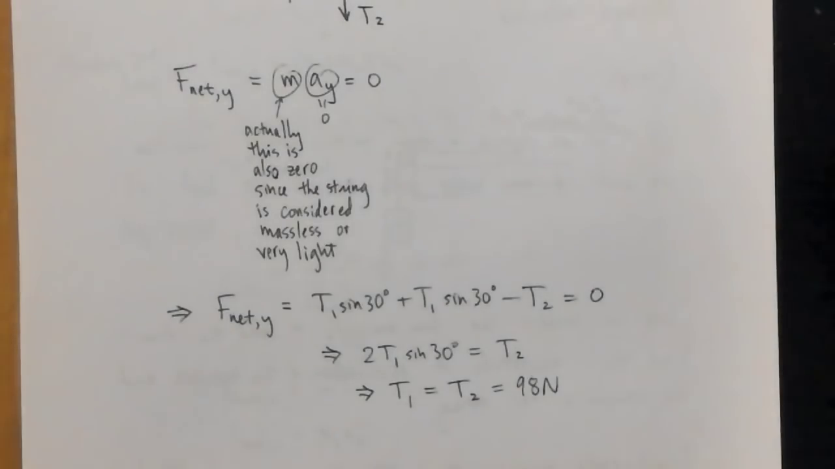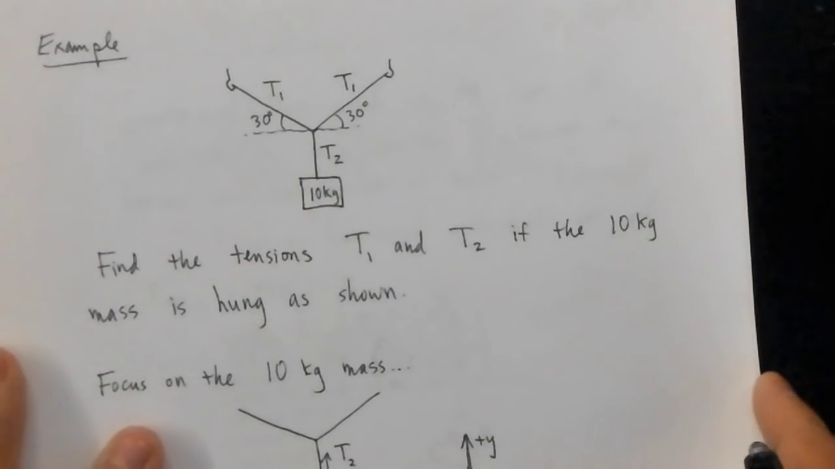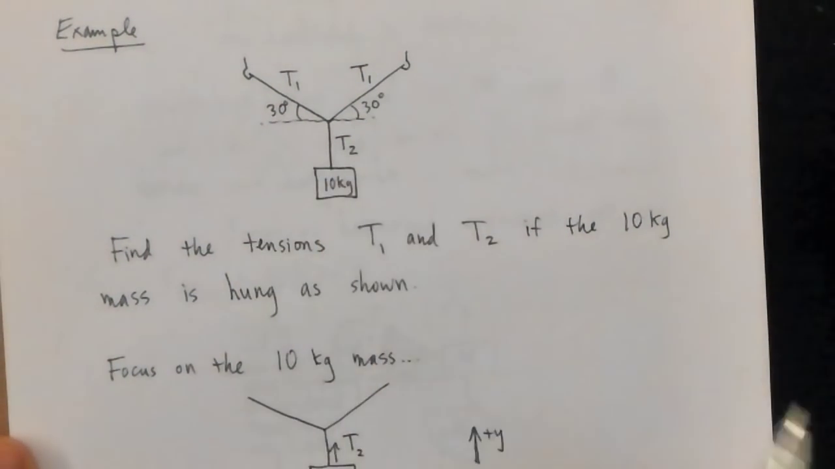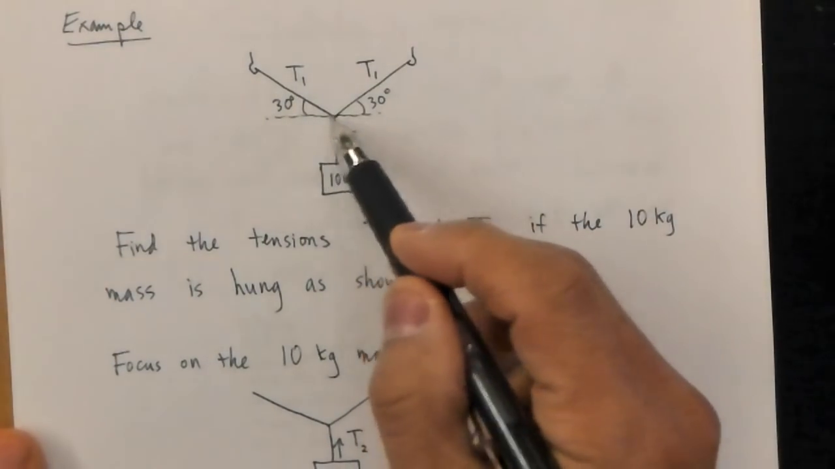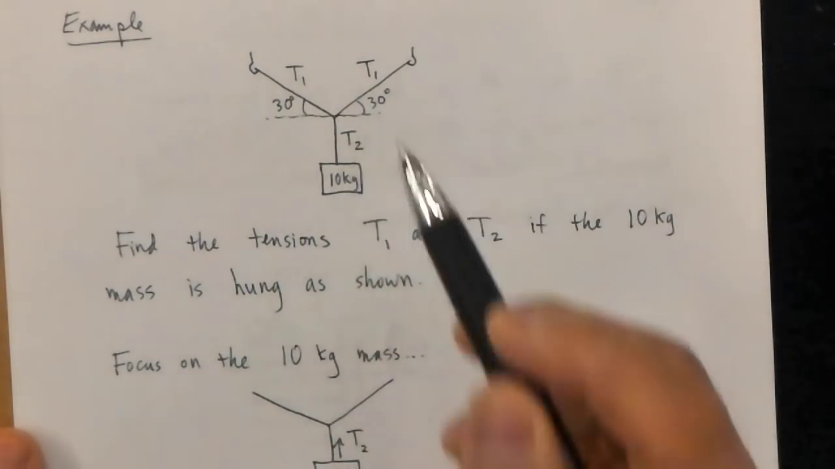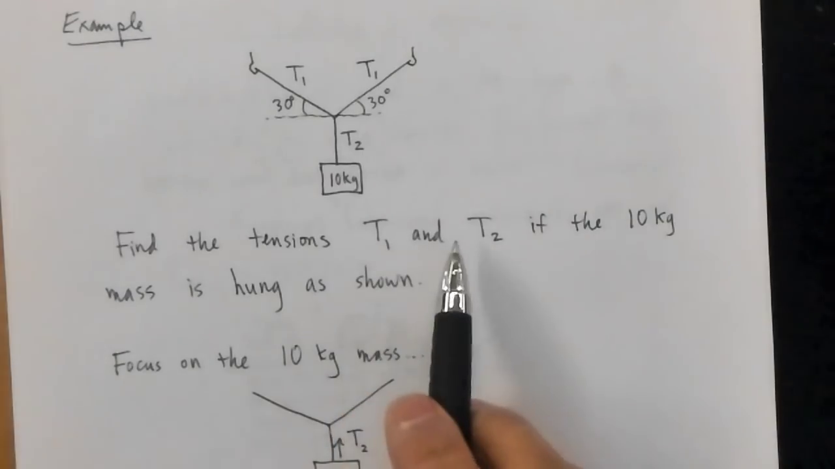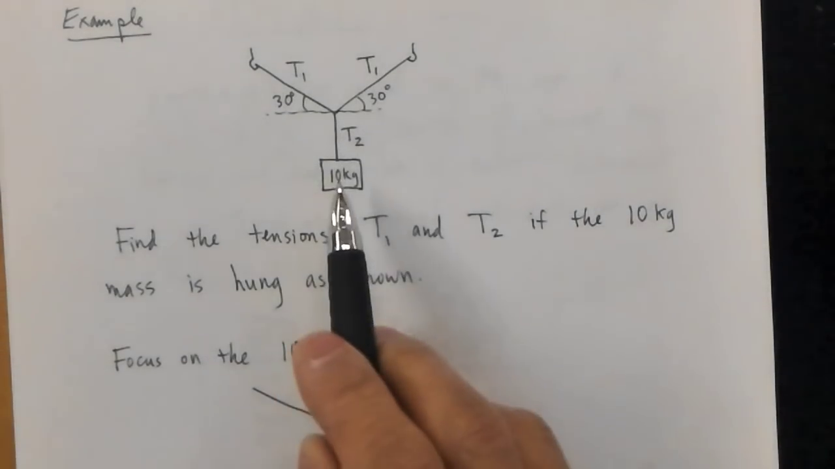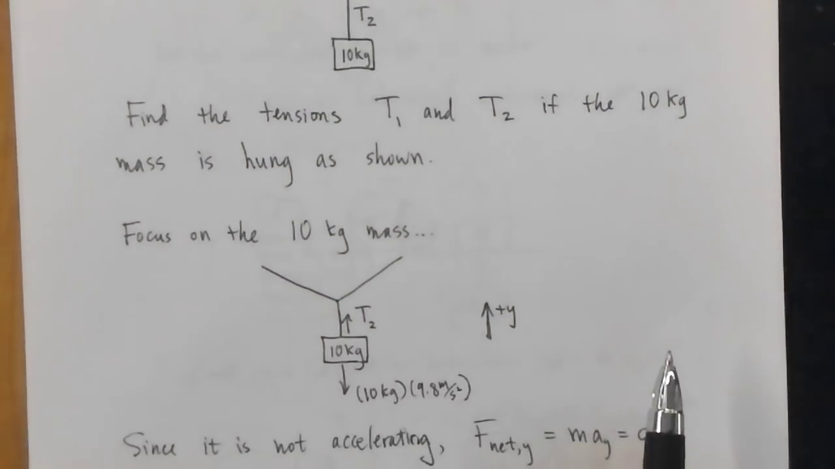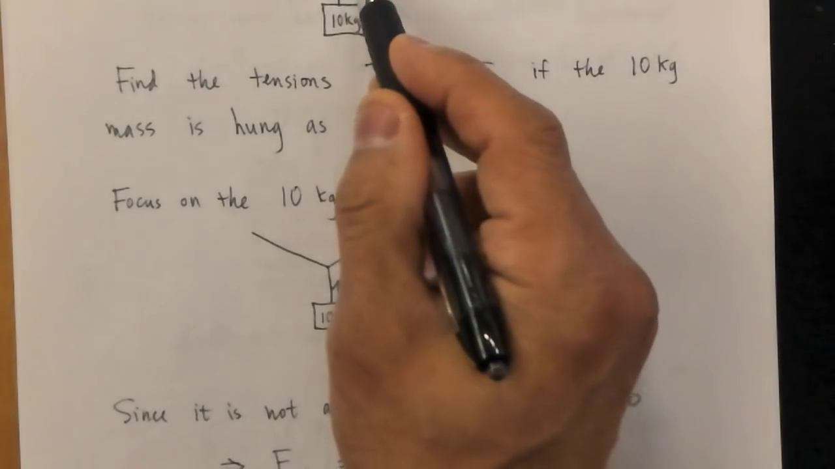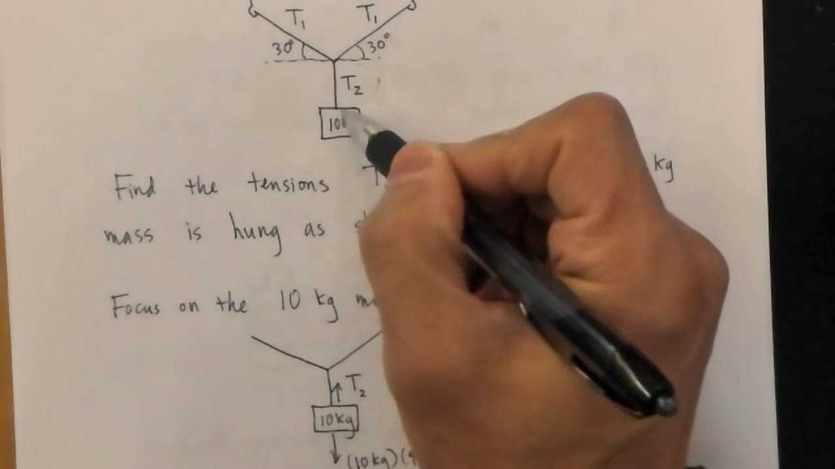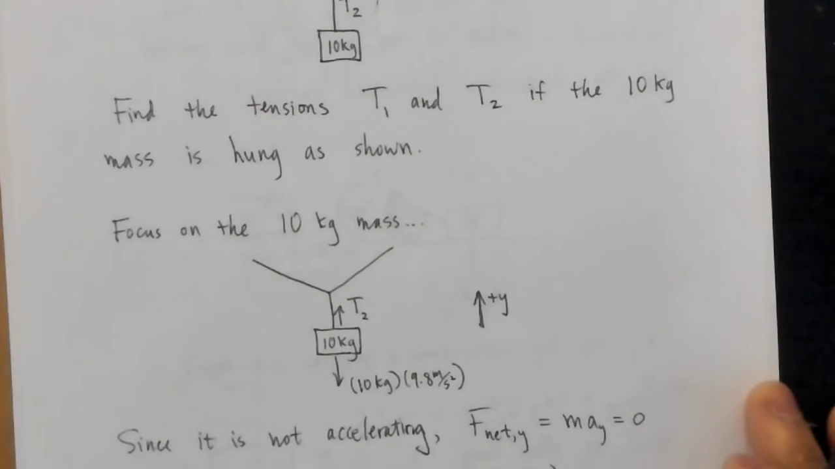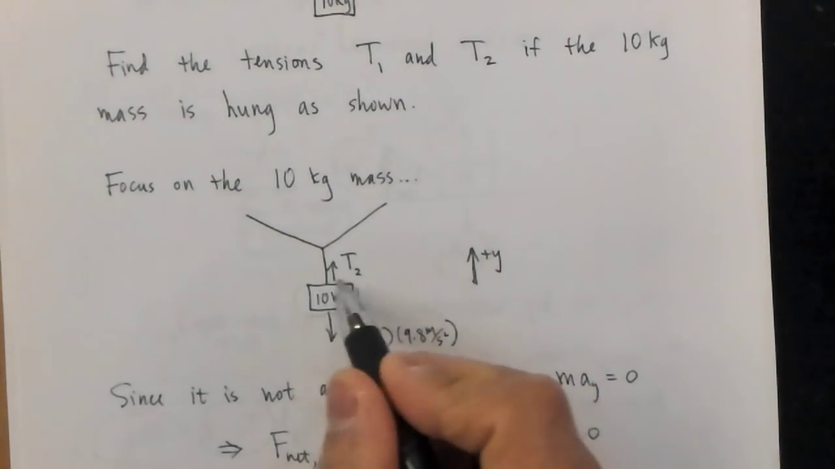Okay, let's go on. If we have a problem with strings attached to a vertex, something like this, we've done this problem as well. We have 30-degree angles here with the horizontal. Find the tensions T1, T2 if the 10 kilogram mass is hung as shown. First of all, let's try to figure out T2. That's simple to do because that's just a string attached to the 10 kilogram mass.